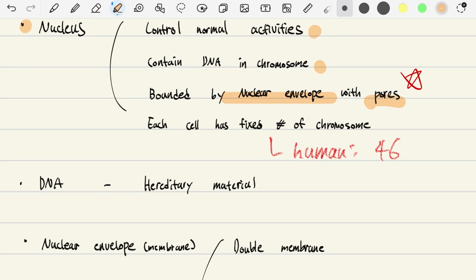DNA is not an organelle, but DNA is something important in the cell. It is the hereditary material inside the nucleus, and it stores genes. It stores gene information, and we're going to talk specifically about this in probably Unit 6.